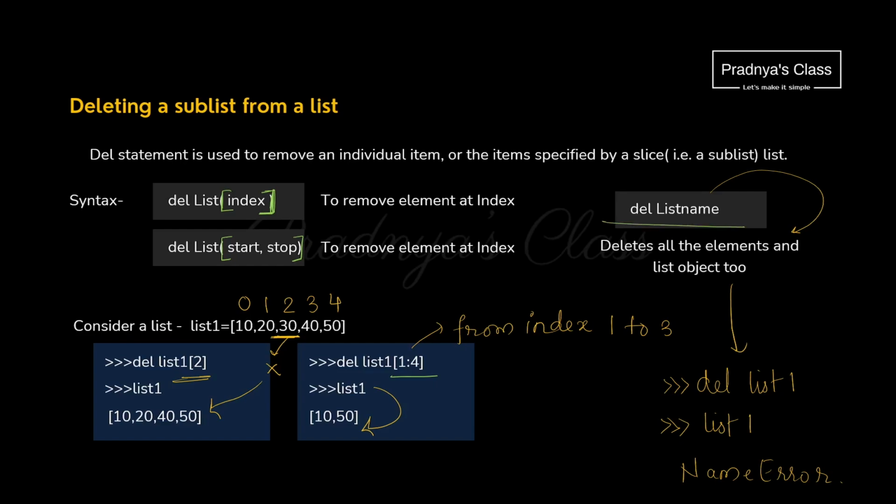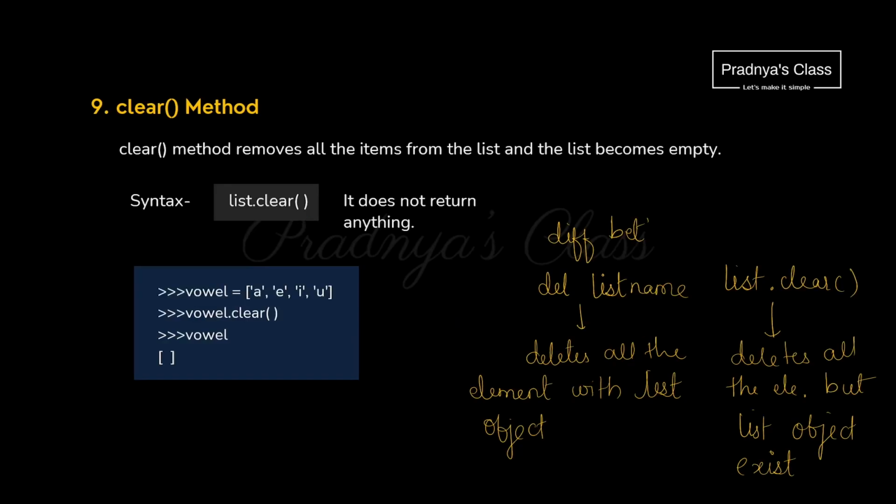And if you don't provide anything with the list name, the list will get deleted along with its elements. So if you try to print the list, you will get a NameError, because that object also got deleted. Here is the fourth option to delete the elements, the clear method. It will delete all the elements, but the object will exist.